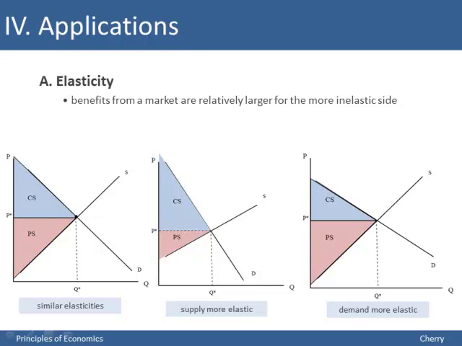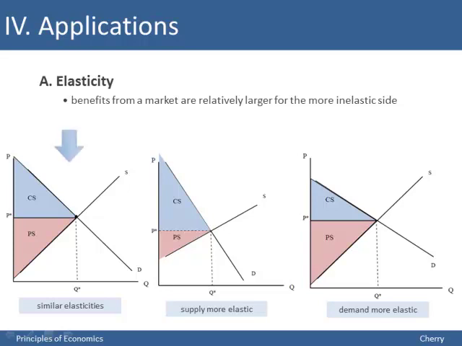Elasticity tells us something about who is benefiting from the market more. And what we find is benefits from the market are relatively larger for the side of the market that's more inelastic. Now, looking at the three diagrams, you can see three different types of markets. And we're talking about a relative elasticity between supply and demand. So the side of the market that's more inelastic will receive more benefits from the market.